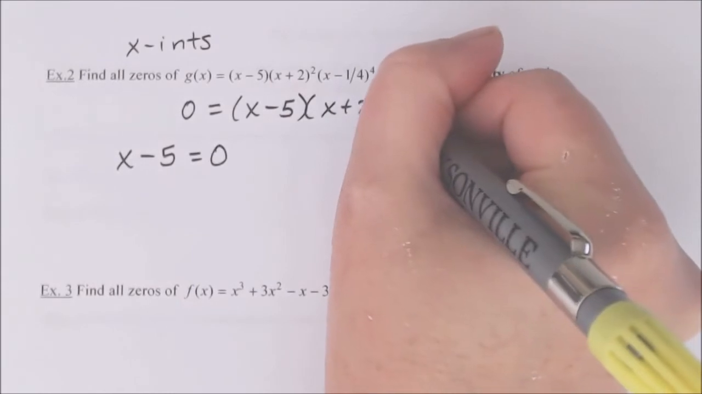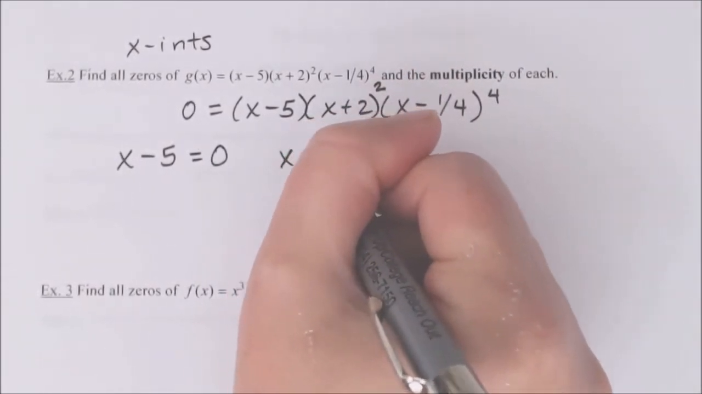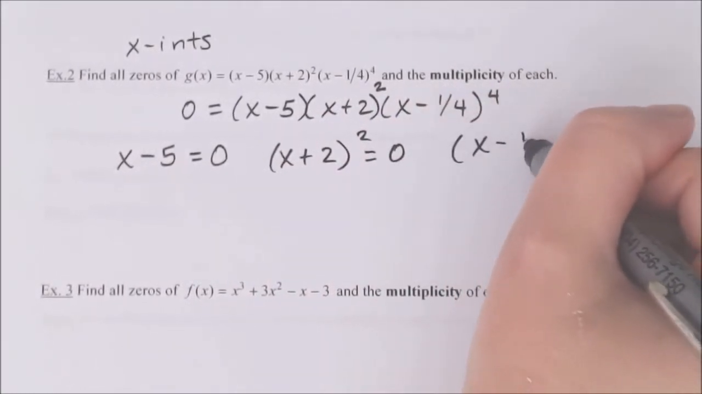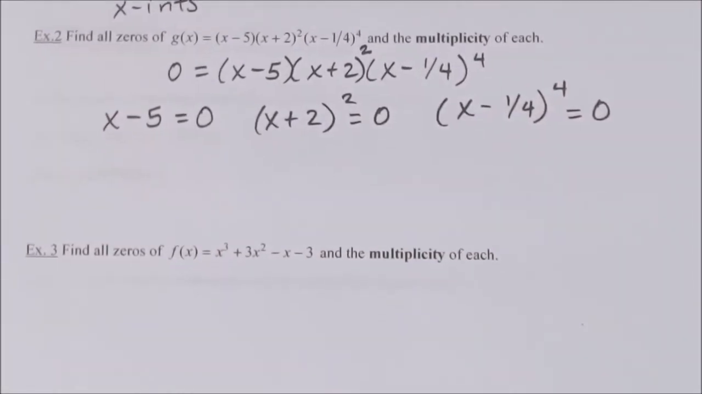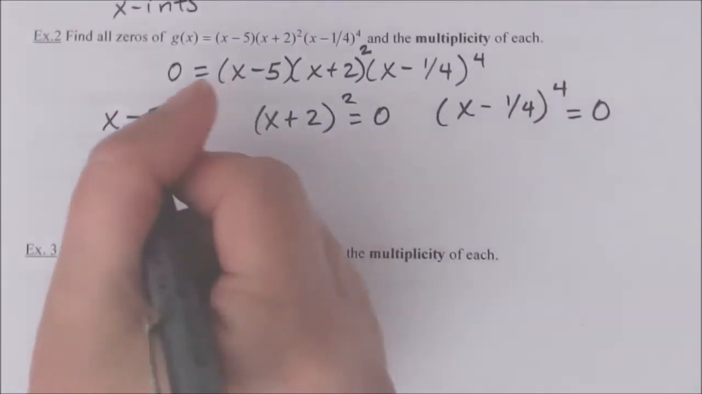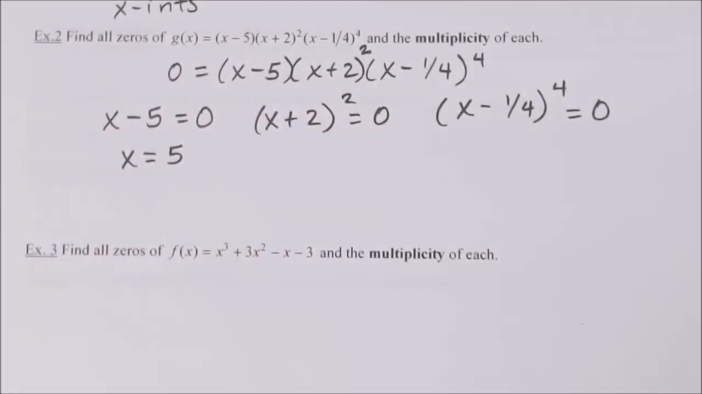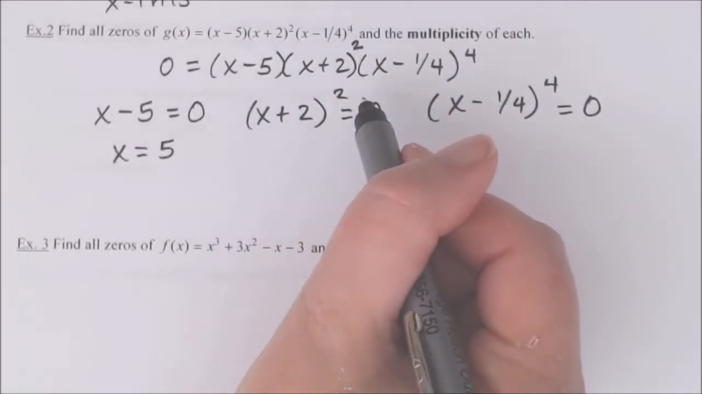X plus 2, oh, this was x plus 2 squared. I forgot the square, so make sure you include that. So we have x plus 2 squared equal to 0. And then we have x minus 1/4 to the 4th power equal to 0. So we have everything set equal to 0, and let's solve individually. So the first one, I'm going to add 5 to the other side, so I get x equals 5 as one of my zeros.